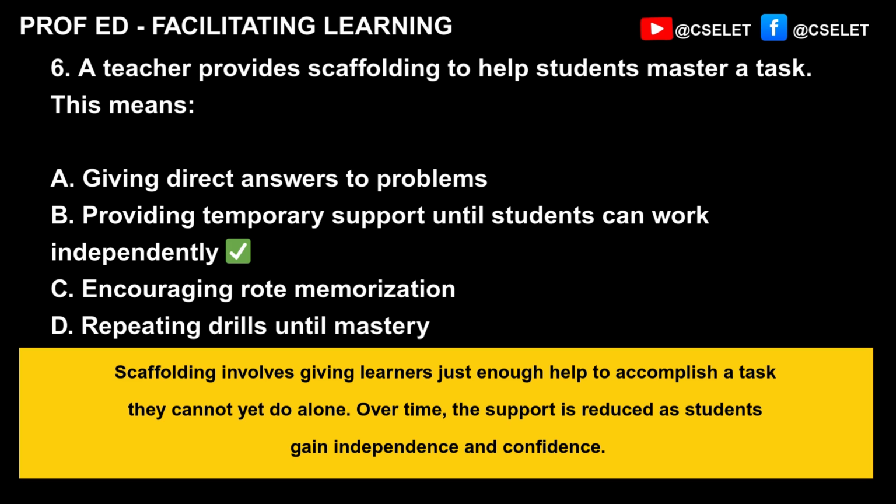The correct answer is letter B. Providing temporary support until students can work independently. Scaffolding involves giving learners just enough help to accomplish a task they cannot yet do alone. Over time, the support is reduced as students gain independence and confidence.